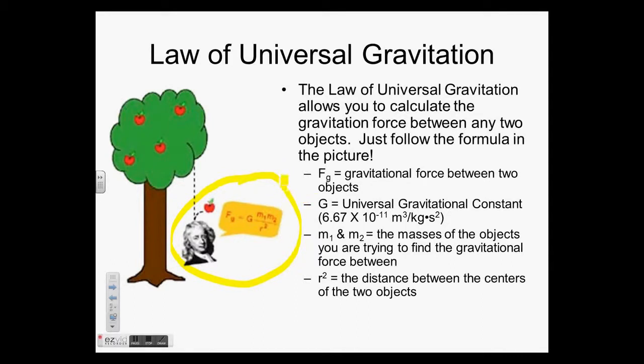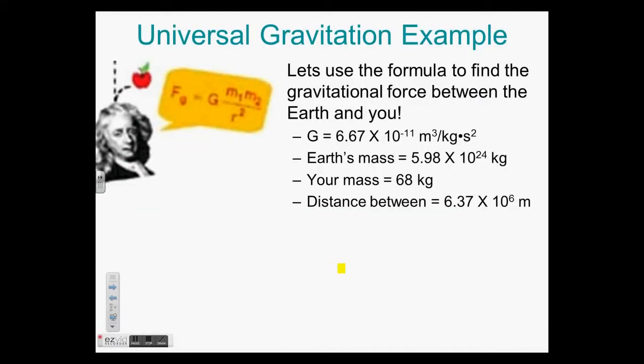And you can see here Isaac Newton saying this formula. Using this formula, you can calculate the gravitational force between any two objects. So the gravitational force is the F sub g, the one you're looking for. F sub g equals capital G, that's the universal gravitational constant. And look at that number. That's an impressive number: 6.67 times 10 to the negative 11th meters cubed per kilogram second squared. Then M1 and M2 are just the masses of the objects you're trying to find the gravitational force between. Then R squared is the distance between the centers of the objects. That's the distance part.